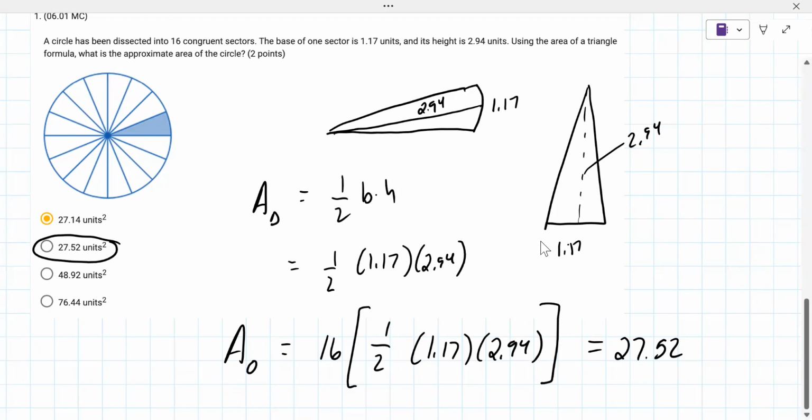Got it. So you're supposed to find the... Oh yeah, that makes sense. Yeah. Got it.